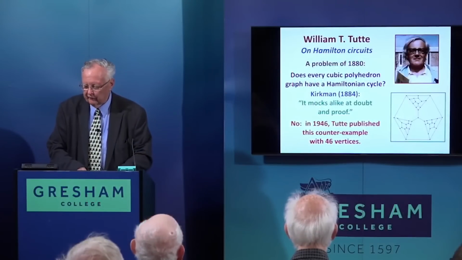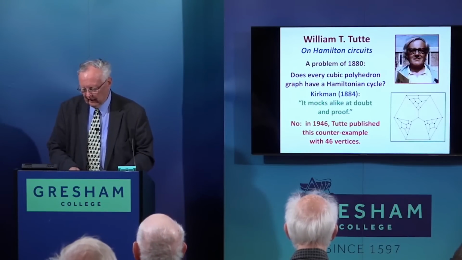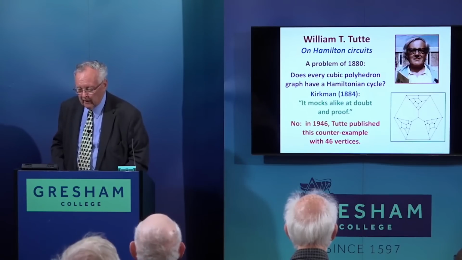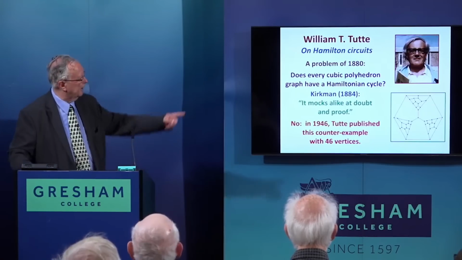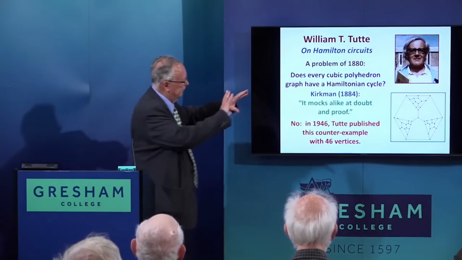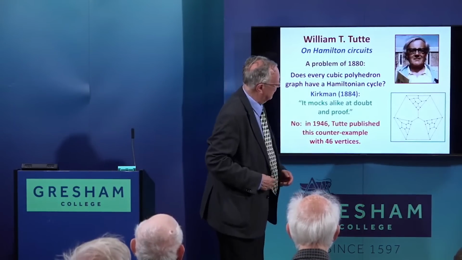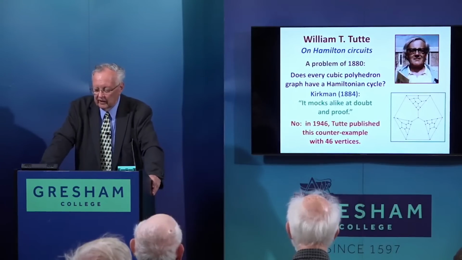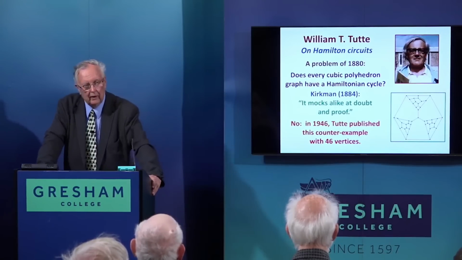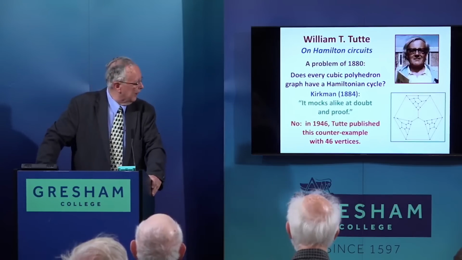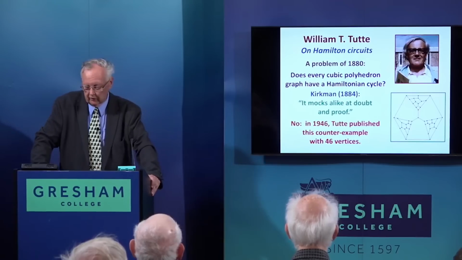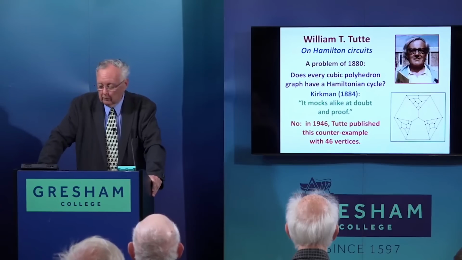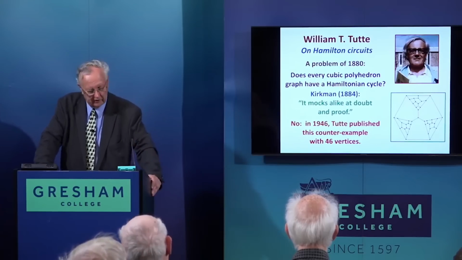And in 1946, Tutte wrote a paper which actually follows from some of the graph theory he was doing at Bletchley Park. He published an example of this polyhedron here. If you think of wrapping it round, you actually get a polyhedron there. That's the flattened version. And that's got 46 vertices, and it has no Hamiltonian cycle. So after all that time, he found a counterexample. He answered the question with the answer no. And since then, some smaller examples have been discovered.